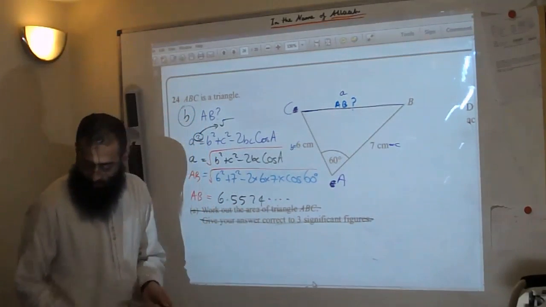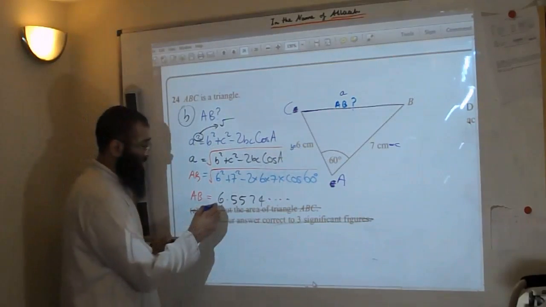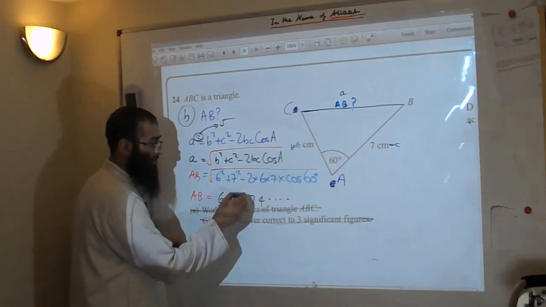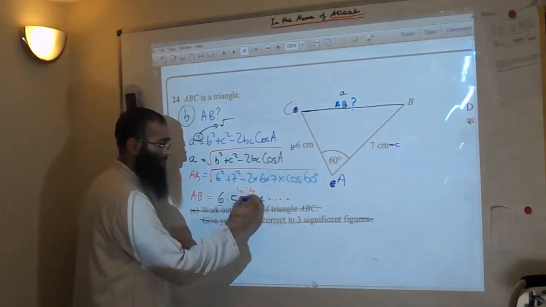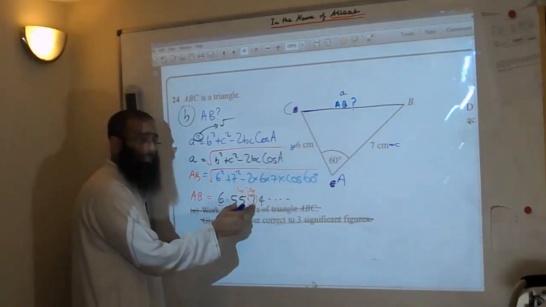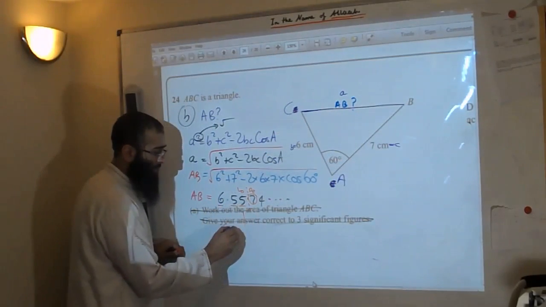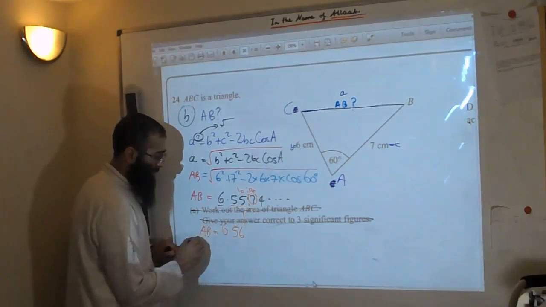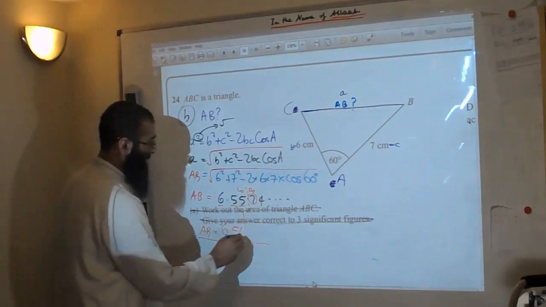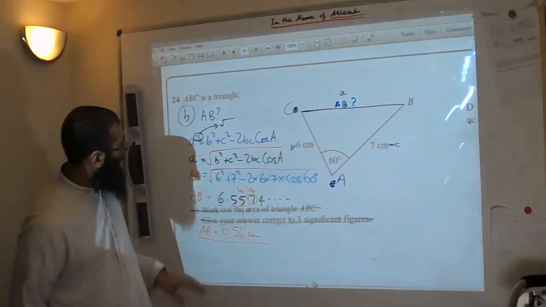And the question says round it to 3 significant figures. So first, second, third, then the last digit is the decider. If it's 5 or more, we add 1. So it becomes 6.56. AB is equal to 6.56 centimeters. And that's the end of that one.